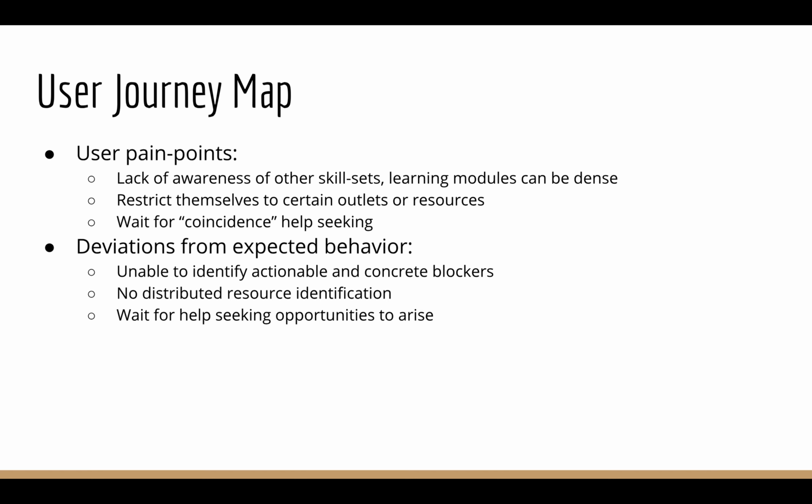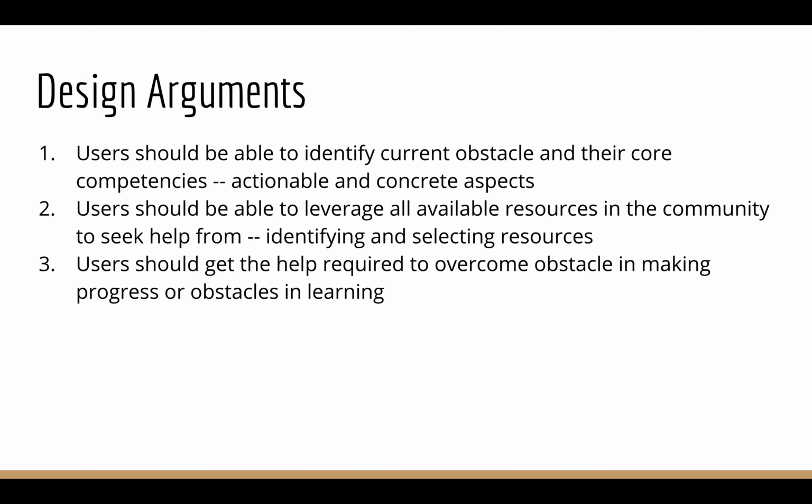Also, people are unable to identify actionable and concrete blockers. They're able to vaguely word their help requests, and this is taken from studies conducted on the weekly, and not specifically say what they are. And there's no distribution of resource identification. It's very strained towards certain resources only by certain people, which is a deviation from my expected behavior.